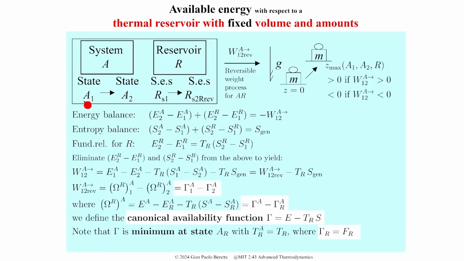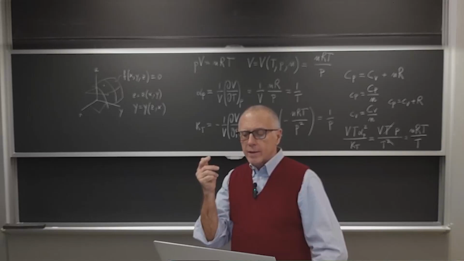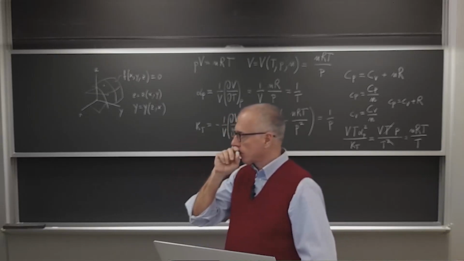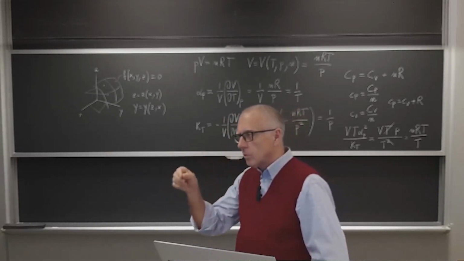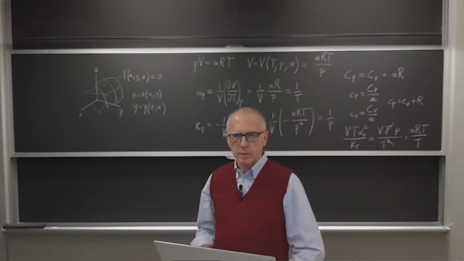Here instead we are going to adopt two different states, two arbitrary states, initial and final. And you ask yourself, well, if my system has to go from A1 to A2, and it has available the interaction with this thermal reservoir, what is the maximum weight lift that it can do? Or, if it cannot lift the weight, what is the minimum weight lowering that is required so as to achieve that change?